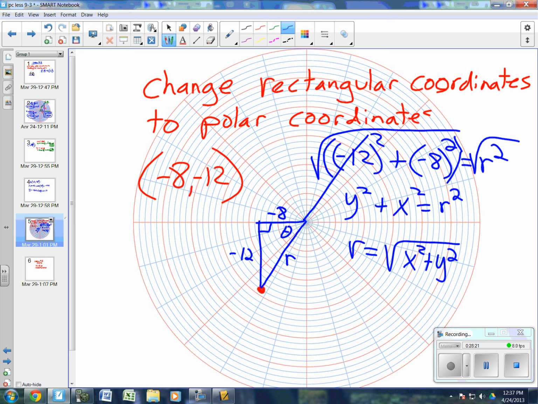14.42 sounds about right. So r equals about 14.42. Now that's plus or minus, right? Well, we're going to determine whether we need a plus or minus here in just a second, after we find theta. Now let me ask you guys this: how are we going to find theta given an x and a y?